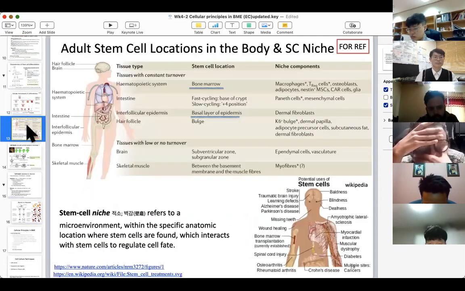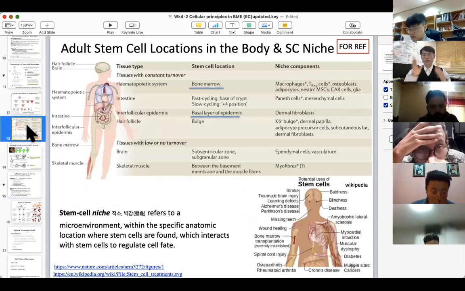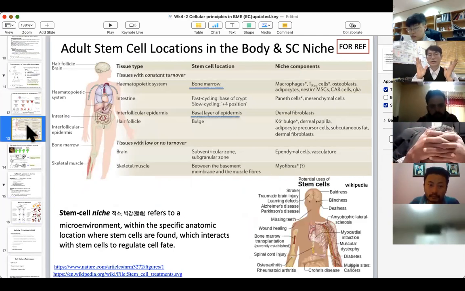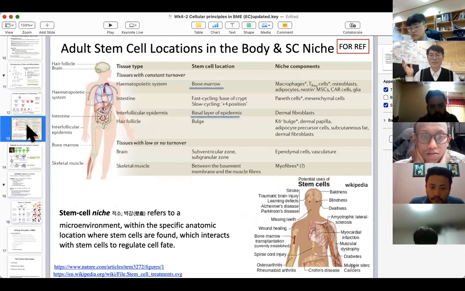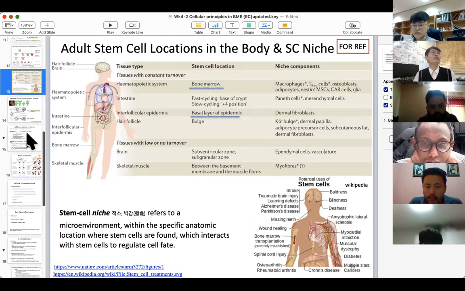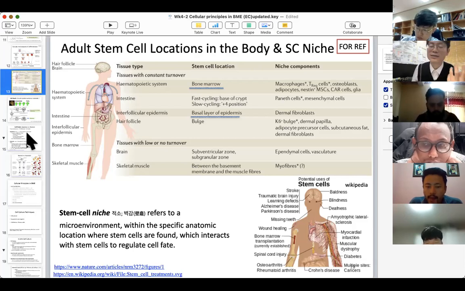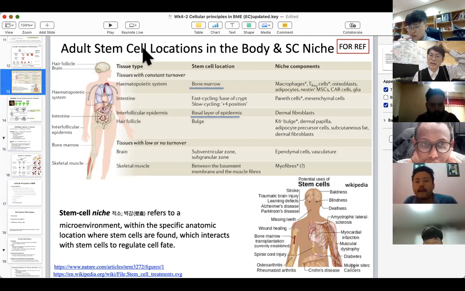And also, now let me continue with the question: how many and where are the stem cells in our body? That's still ongoing research, and I think for stem cell engineering, those who are tissue engineers dealing with stem cells should ask this question to themselves, because we talk about adult stem cells and where they are in the body, and there is a very interesting concept of stem cell niche.